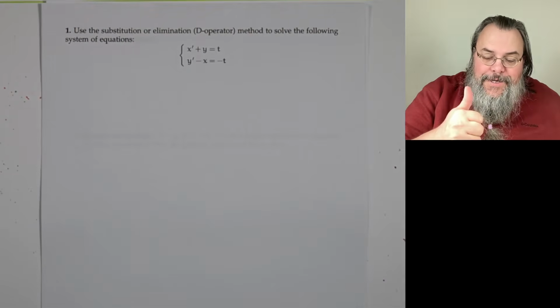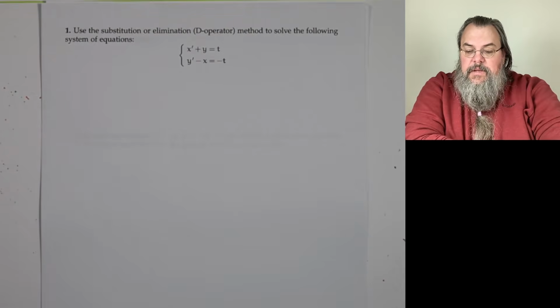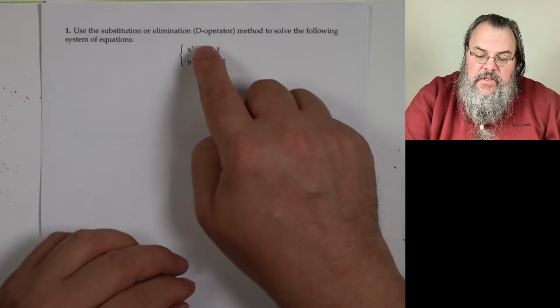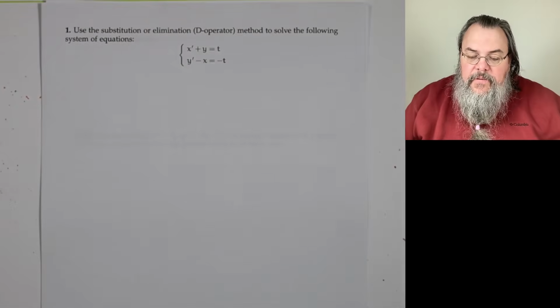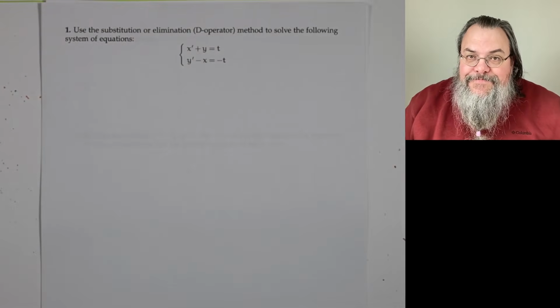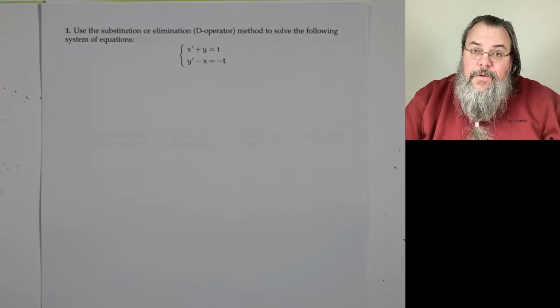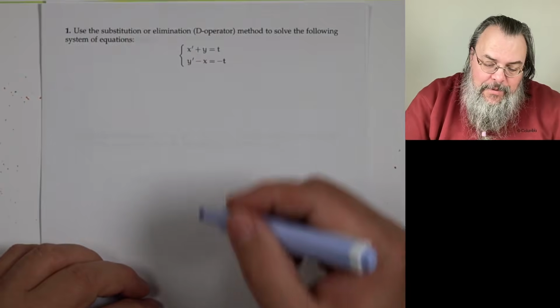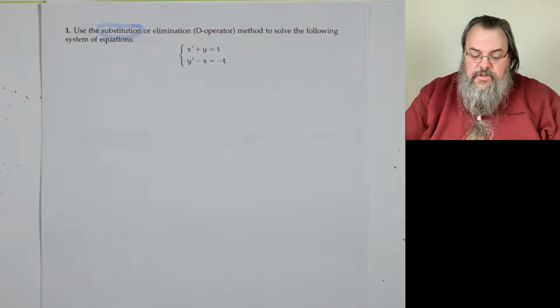Number 1. Use the substitution or elimination, and elimination is using that D notation, method to solve the following system of equations. All right, so we can do it in two different ways. Let's start with one, and then we'll see how we're feeling, whether or not we want to do a second way. So we'll go ahead and start with substitution.